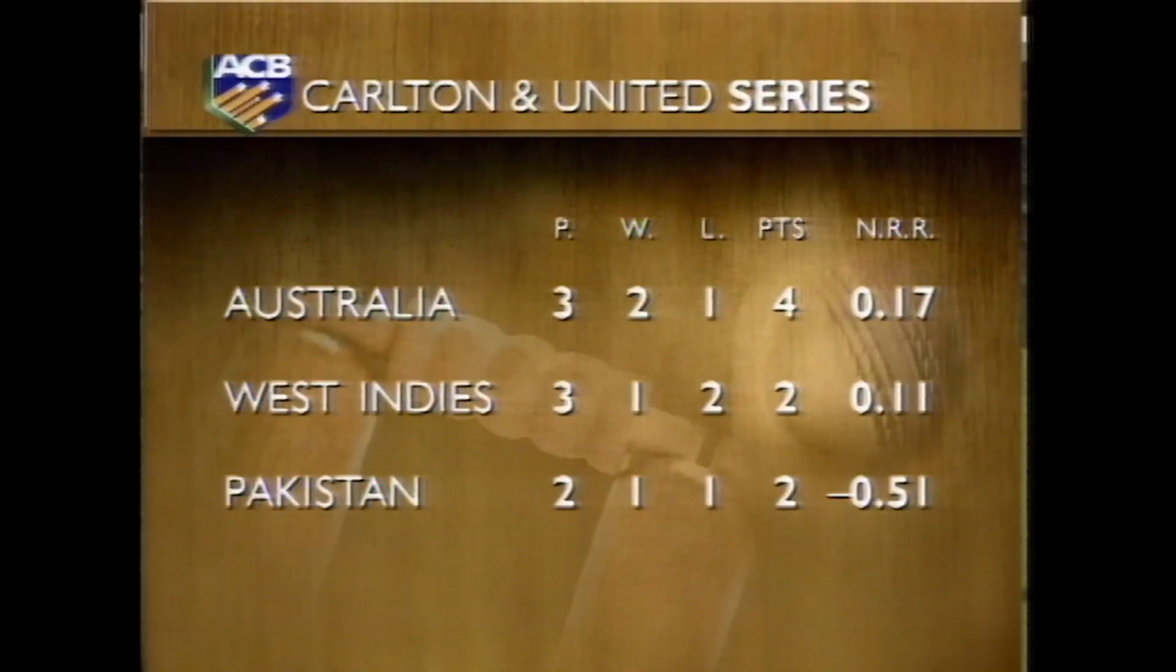This is the situation as regards the points table. The Australians 4 points, West Indies 2, and Pakistan from 2 games have 1 victory and they have 2 points there. They're on the bottom of the net run rate.